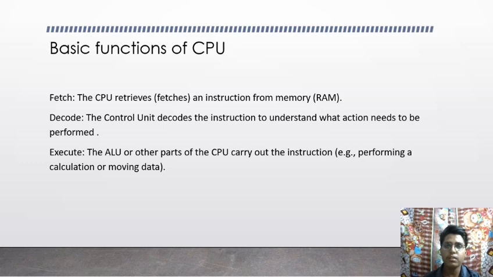Basic functions of CPU. Fetch: the CPU fetches an instruction from memory or RAM. Decode: the control unit decodes the instruction to understand what action needs to be performed. Execute: the arithmetic logic unit or other parts of the central processing unit carry out the instruction. Example: performing a calculation or moving data.